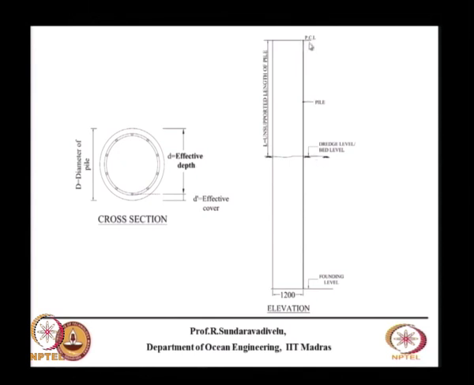So these are the various levels which we have. This is called PCL, meaning pile cutoff level, then dredge level and founding level. When you want to design the pile, we have the overall diameter, and we have what is called the effective depth, that is from the compression face to the center line of steel. Then we have the cover, called the effective cover. Clear cover is from here to here, then effective cover is shown here.